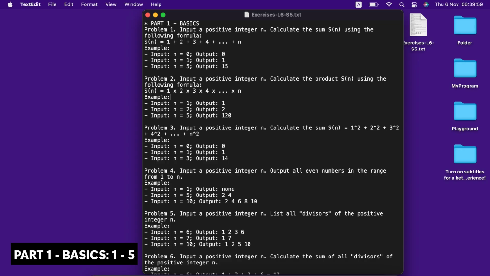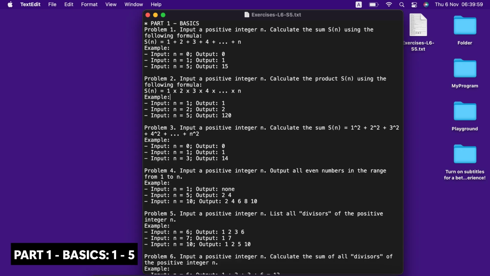Part 1, Basics. Problem 1. Input a positive integer n. Calculate the sum S(n) using the following formula. Problem 2. Input a positive integer n. Calculate the product S(n) using the following formula.